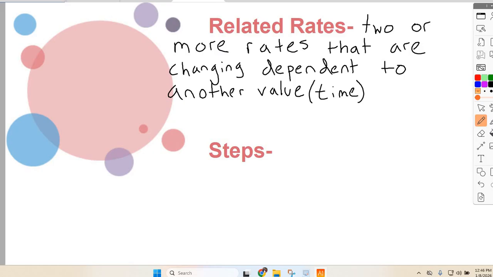So our steps. Our first step, we generally want to draw a picture. Again, we're dealing with a lot of geometric type things here. So just like with our optimization, how it can be helpful for us just to be able to refer back to a diagram, it's going to be helpful here as well.